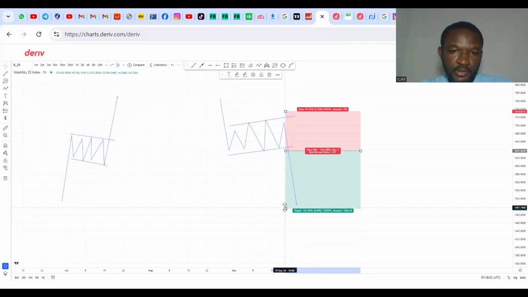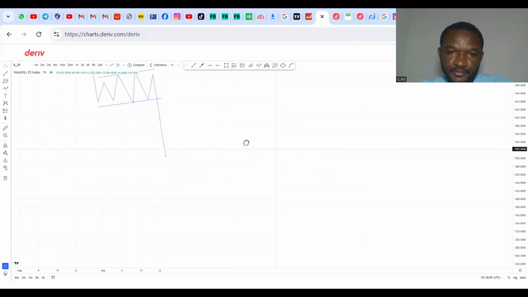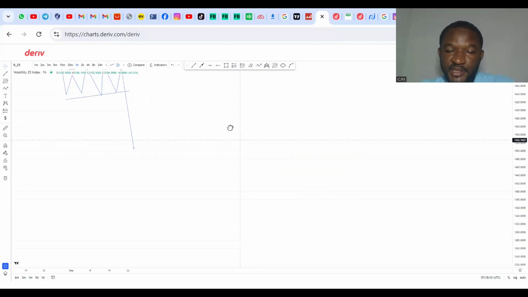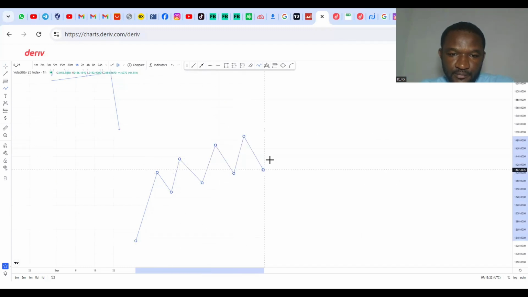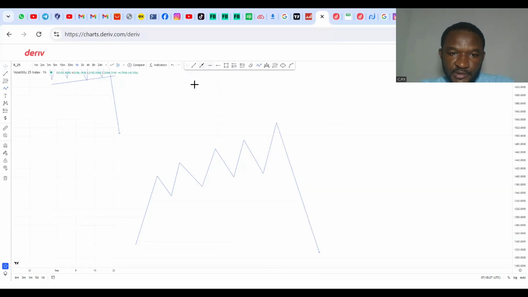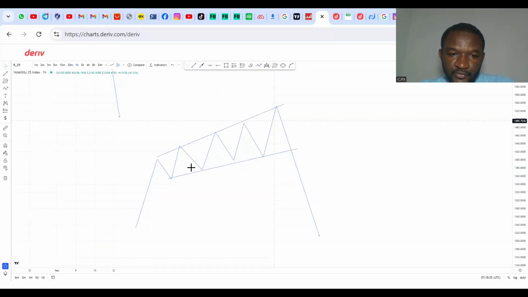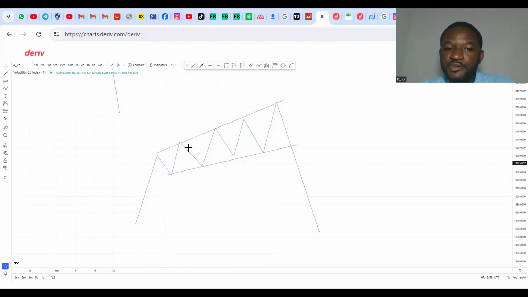Okay, the next pattern we have is the ascending wedge and descending wedge. Now in the case of the ascending wedge, this is how it is. Impulse from the downside and it starts ascending, and then it drops. In this case, this is your correction pattern. The impulse is coming from the downside, the correction is going towards the upside, the next move is going down.